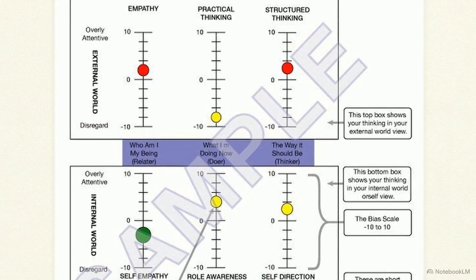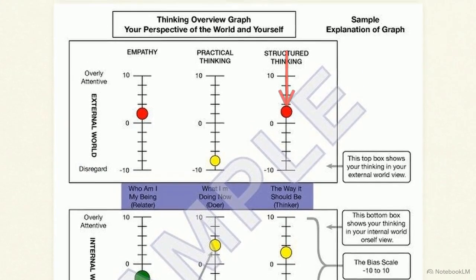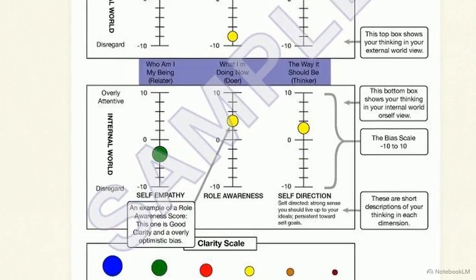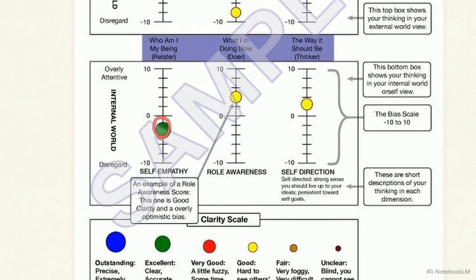For example, a large circle in the top positive half of the graph shows a high clarity score paired with a positive bias. This represents a strength that is readily available to you right now. Conversely, a large circle down in the negative half means you have high clarity but a negative bias. You understand this dimension well, but skepticism or self-doubt is currently blocking you from using it. This is a hidden capability.